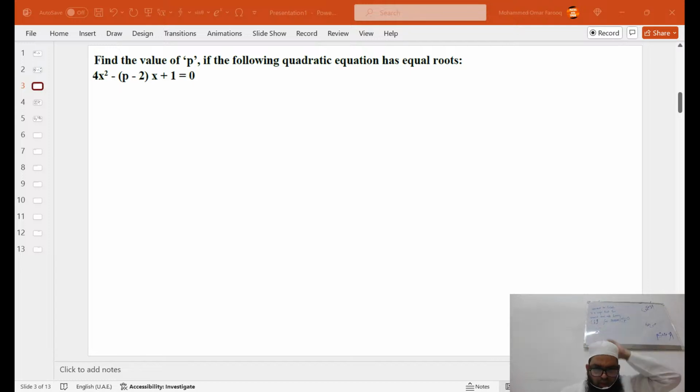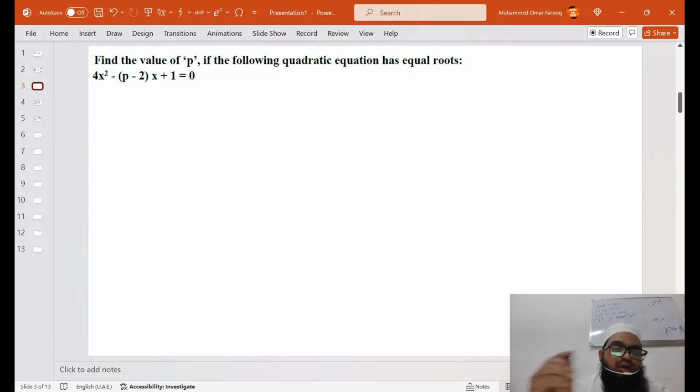Understood? So now find the next question. Find the value of P if the following quadratic equation has equal roots. Now, what is the condition for equal roots?